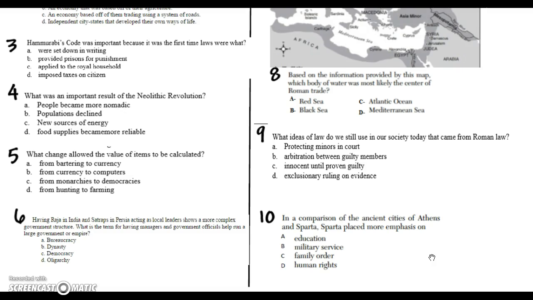Number 10. In a comparison of the ancient cities of Athens and Sparta, Sparta placed more emphasis on what? A. Education. B. Military service. C. Family order. D. Human rights.